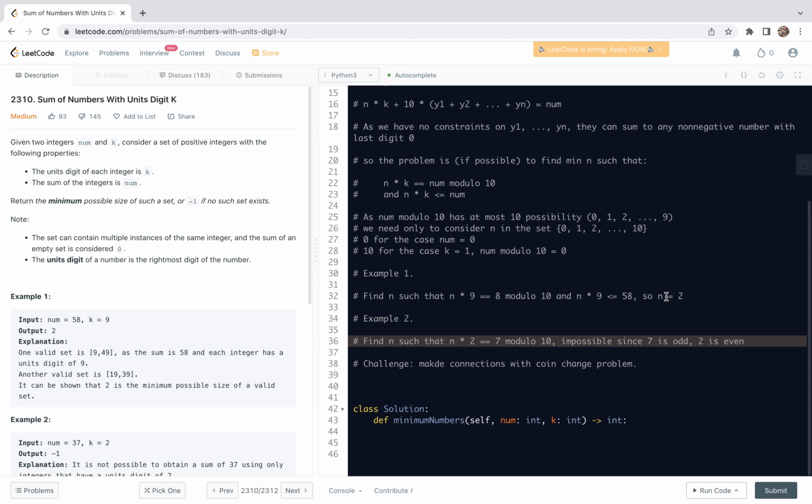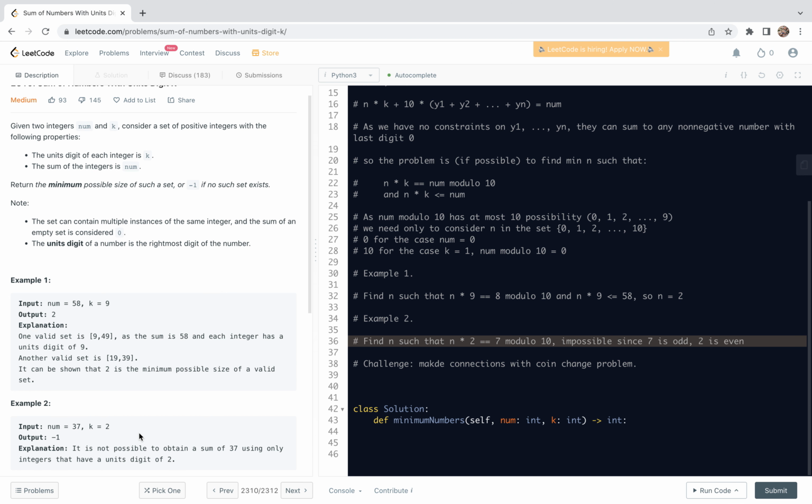We can choose the smallest one, that is 2, right? 2 times 9 is 18. 18 equals 8 in the sense of modulo 10. In example 2, the num is 37. 37 modulo 10 is 7. So we want to find n such that n times 2 equals 7 in the sense of modulo 10. This is impossible. The reason is that 7 is odd and 2 is even. That's about the two examples in the problem.